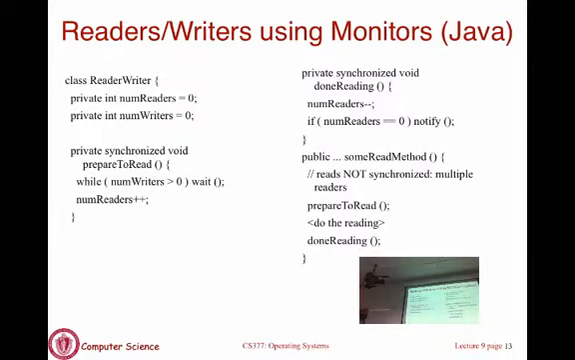Just to make it a little more fair, you also check: if I am a reader trying to enter the read method and there is some other writer waiting, I will also wait. So if there's a writer waiting, the write count is greater than 0, you make the readers wait here. That's all it is trying to do.